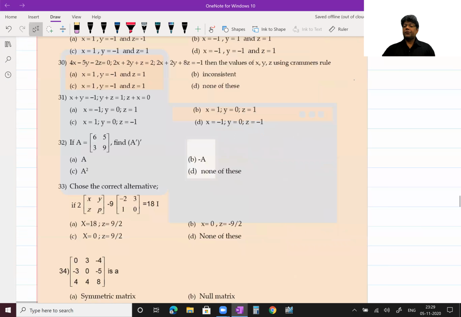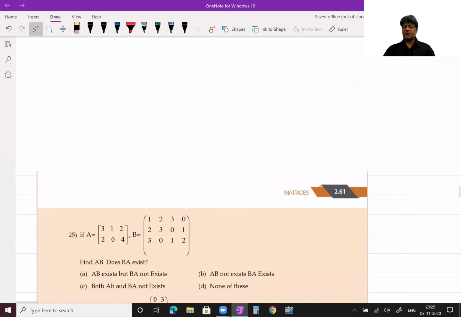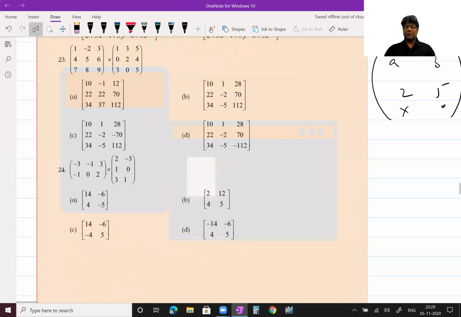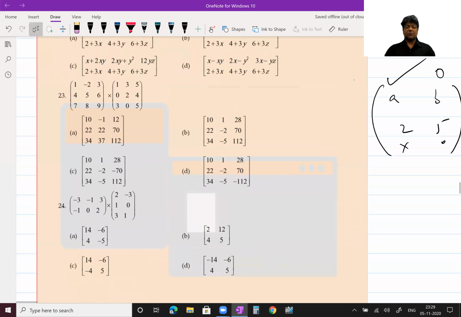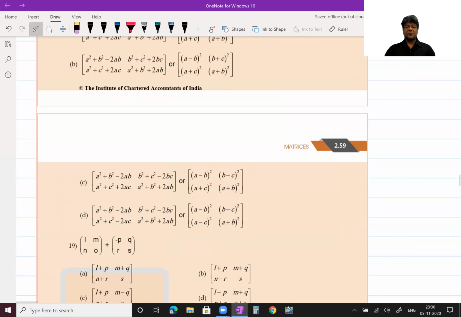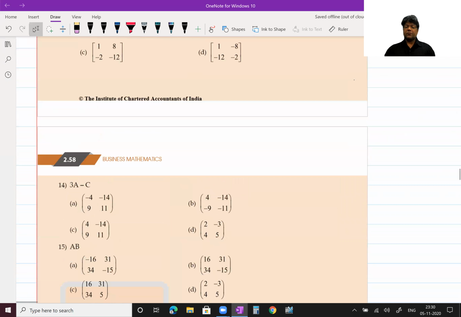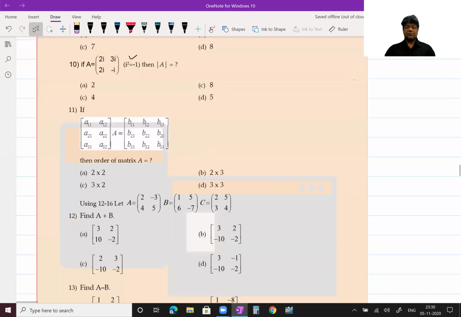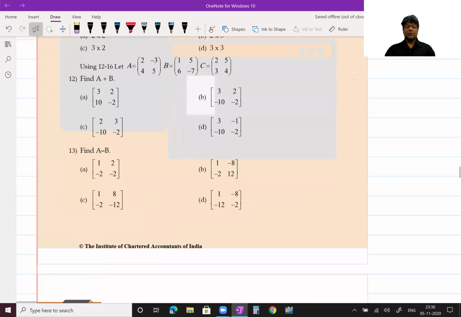Easy only. You will solve it yourself, guys. I don't think there will be any doubt. I have not seen any question where there can be any doubt. If a doubt comes, that will happen because of your calculation mistake only. So if any question, any doubt, you may ask.